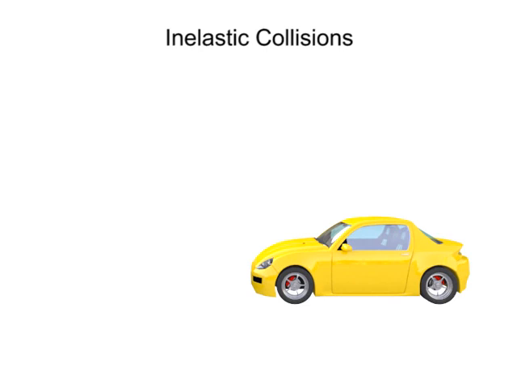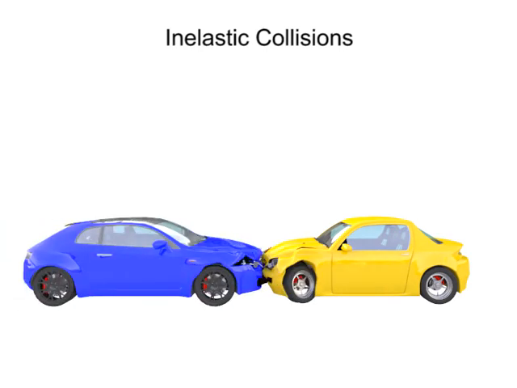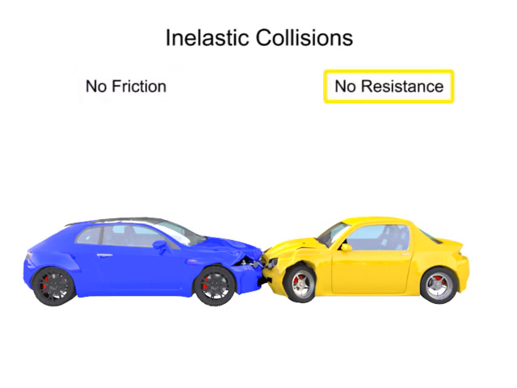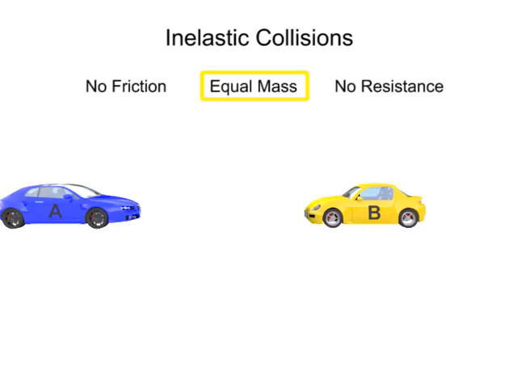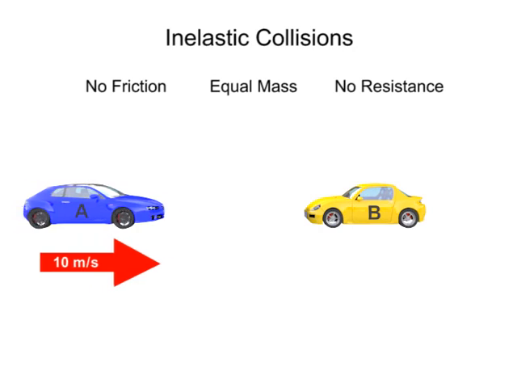A clear example of an inelastic collision is a car crash. In order to understand the conservation of momentum in this example, we'll imagine a car crash taking place in a world where road friction and air resistance have no bearing on the system. Let's take two cars, A and B, with equal mass. Car B is parked when car A plows into it head-on at a velocity of 10 meters per second.